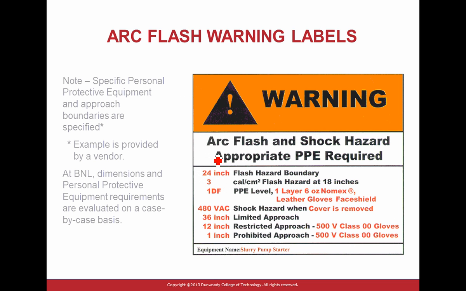Here's what we're talking about, gentlemen. The label that you've seen all the time. Arc flash boundary for this piece of equipment is 24 inches. And it's category 3. I showed you category 3. Here's what you need: 1 layer of 6 ounce, and leather gloves. The PPE, you need leather gloves, face shield. This is when the cover is removed. And look at the limited, restricted, and prohibited approaches that we talked about. The software will calculate this for you.